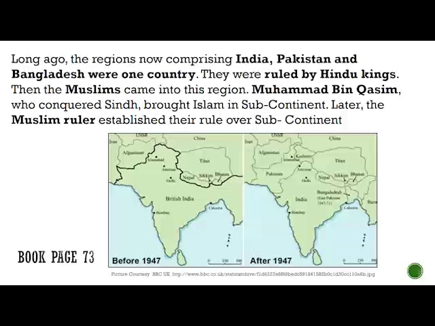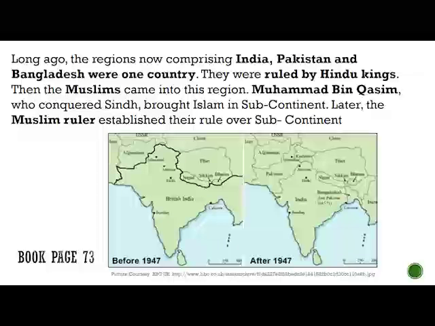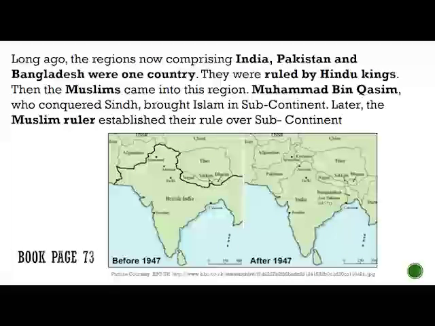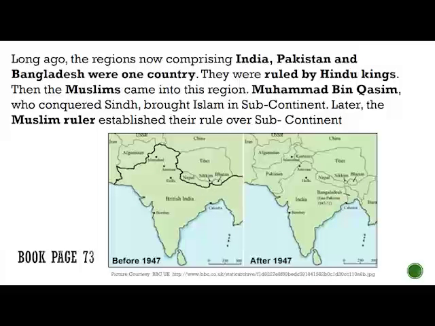Can you see the map? I have attached a map for your reference. This is Pakistan, India and Bangladesh. Okay, so these three states, these three countries, a very long time ago, were just one country. ये तीनों states एक ही country कहलाते थे, and that country was called the subcontinent. They were ruled by Hindu kings.